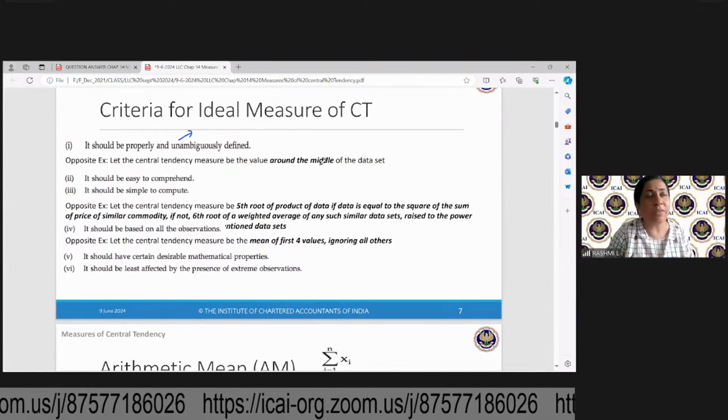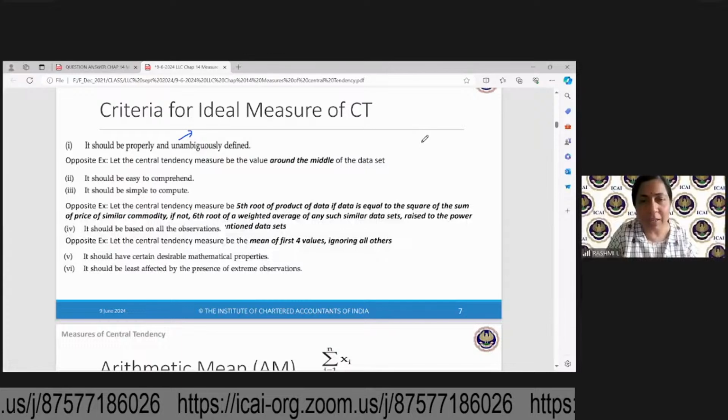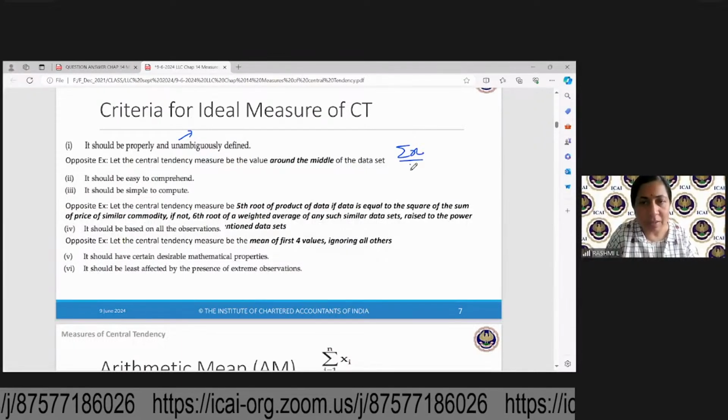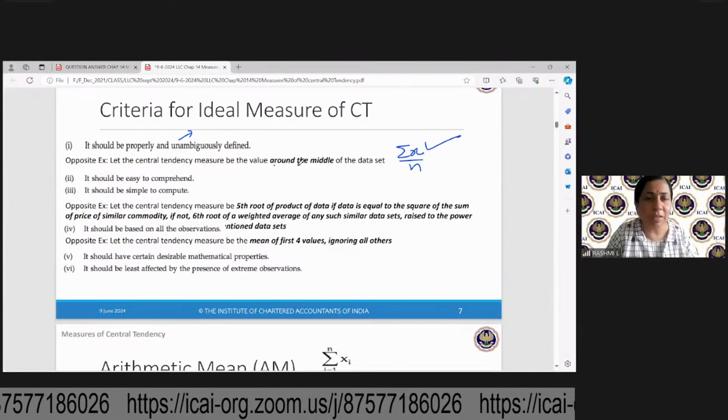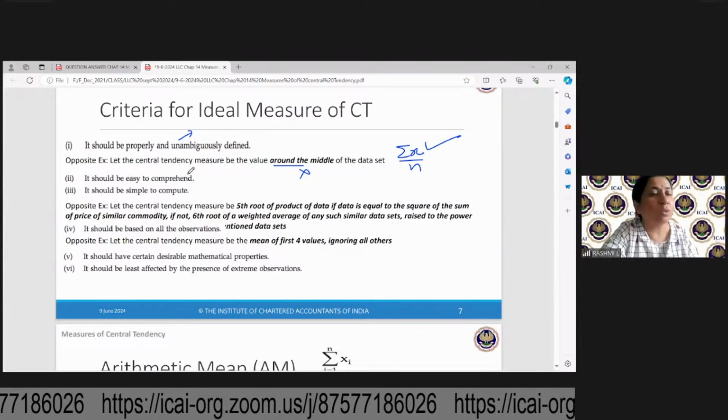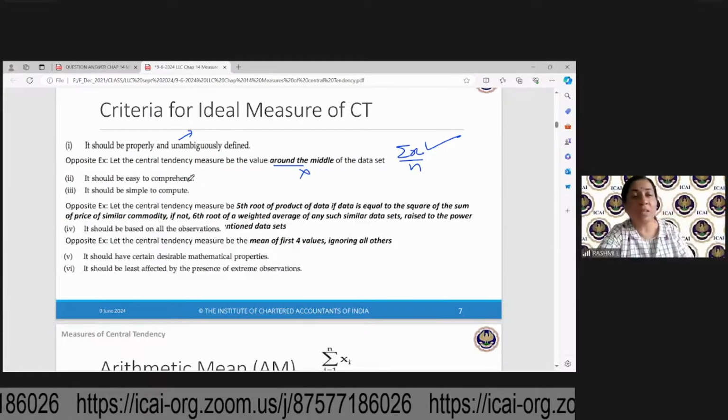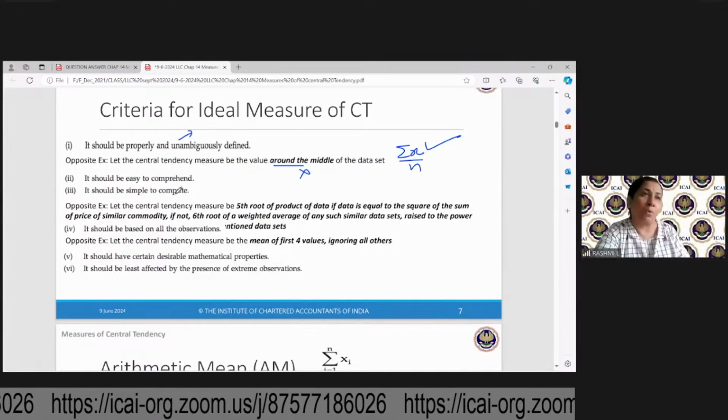So what do we have here? We have the formula of summation x upon n. Okay, so this is correct, but this is not correct. It should be easy to comprehend, obviously. It should be simple to compute, okay?